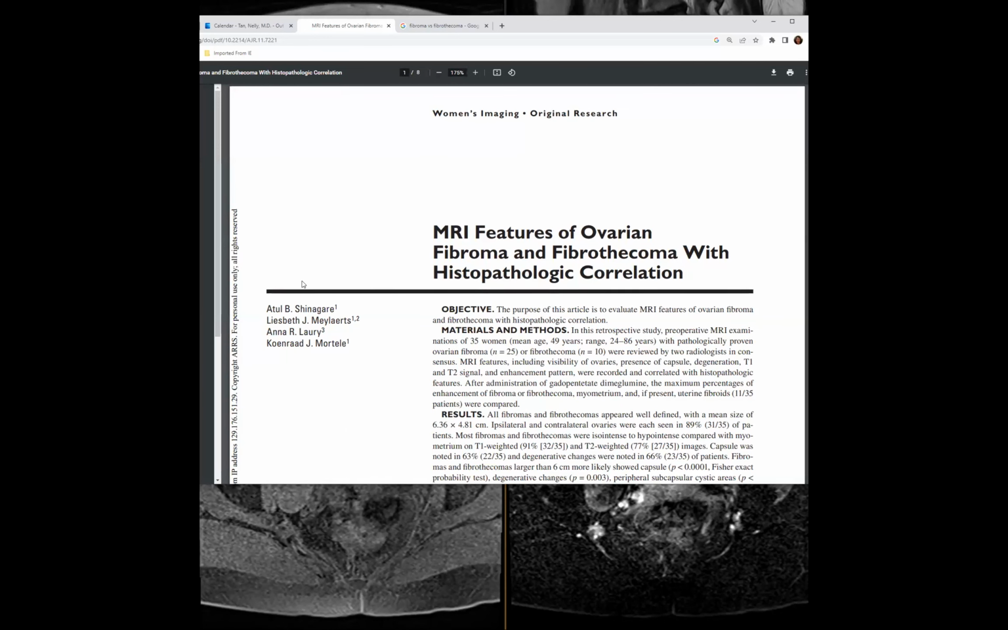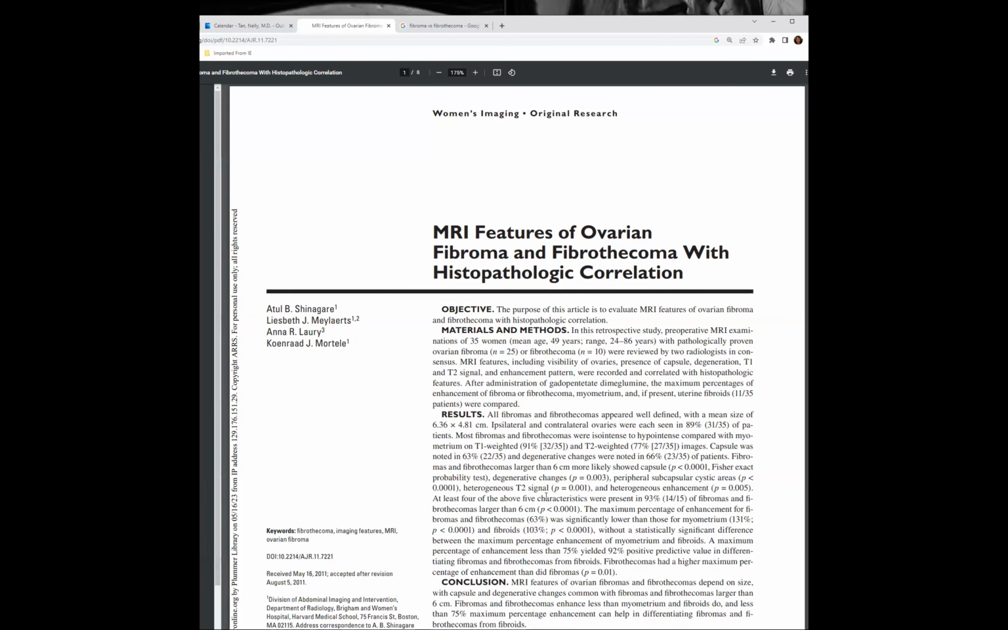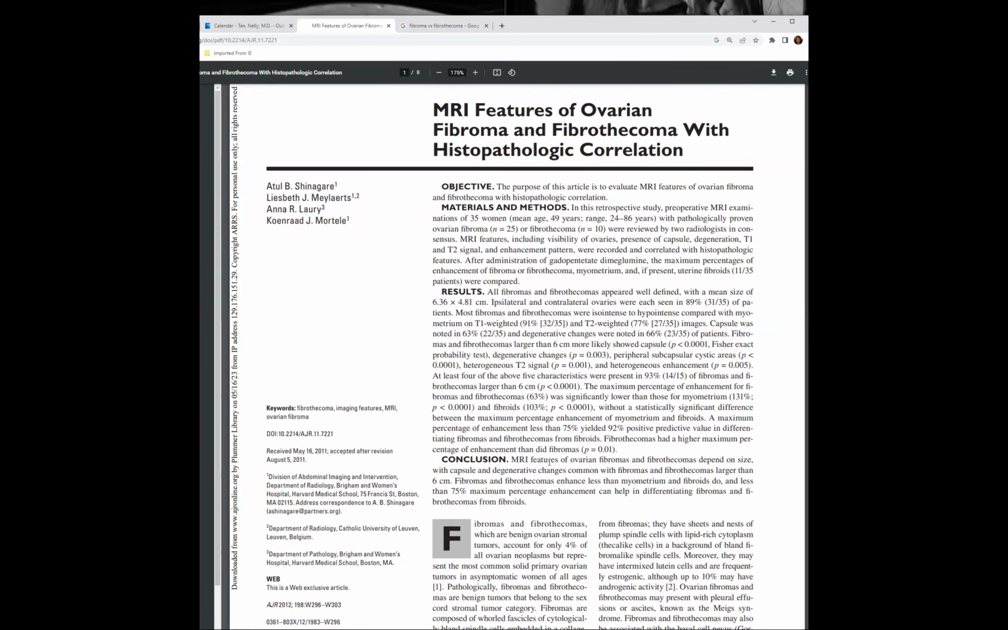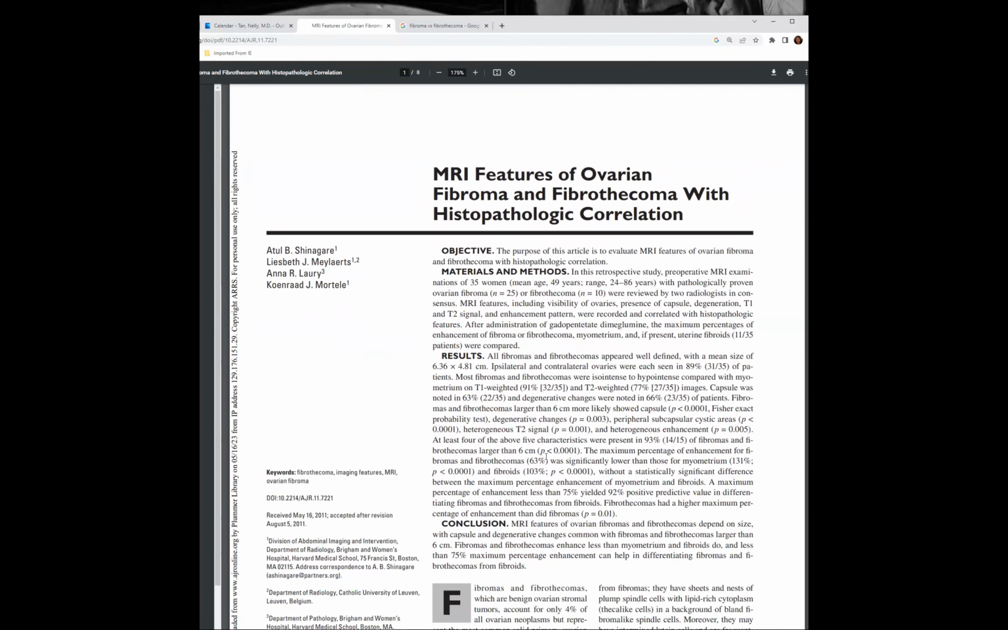Good. This was a paper written by Atul. He's in Boston, one of the abdominal radiologists. And he looked at features of fibromas and fibrothecomas. It was published in AJR.